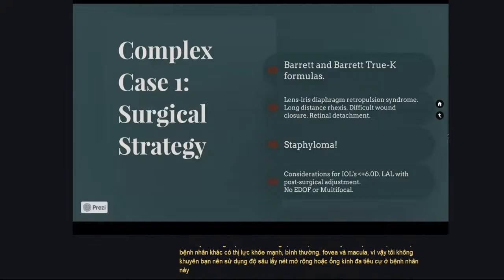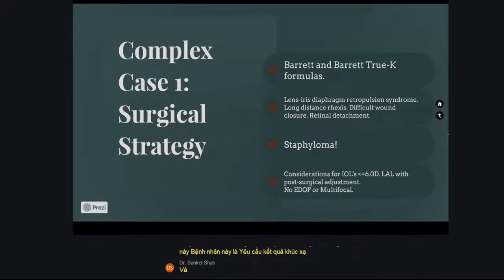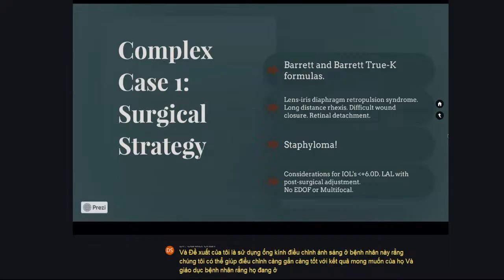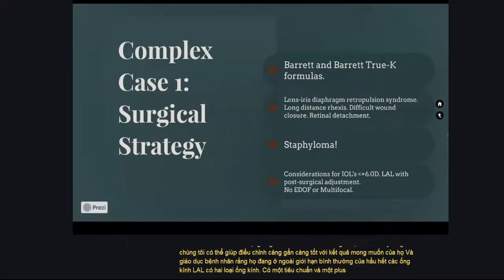This patient was requesting a refractive outcome, and my suggestion is to use a light adjustable lens in this patient that we can help adjust as close as possible to their desired outcome and educate the patient that they are outside the normal limits of most lenses. The LAL has two types of lenses. There's a standard and a plus. The standard comes down to about 6 diopters, but the plus comes down lower.